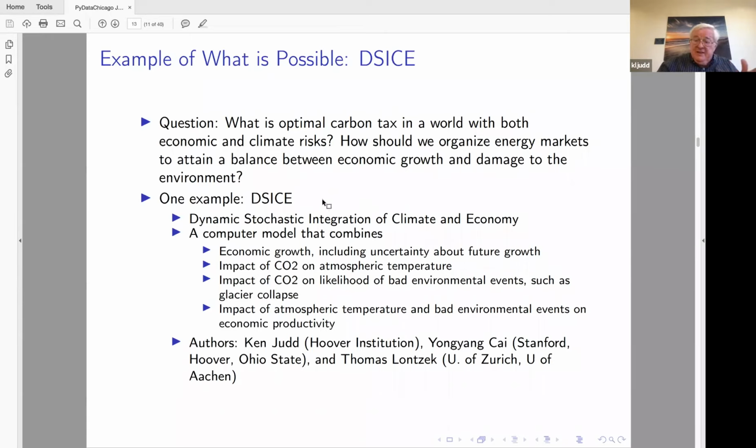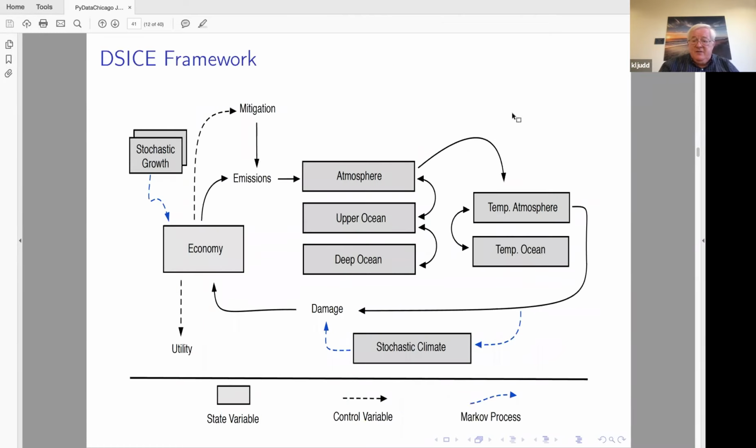Then also we added things like uncertainty on the climate side. For example, the increasing temperatures are going to speed up melting of glaciers. But again, we don't know the time scale on which that's going to happen. So we used expert opinions to calibrate that. So we did this and we called it dynamic stochastic integration of climate and economy. And here's a picture of the model. I normally hate pictures, but when Thomas drew this, I said, it's a good picture.